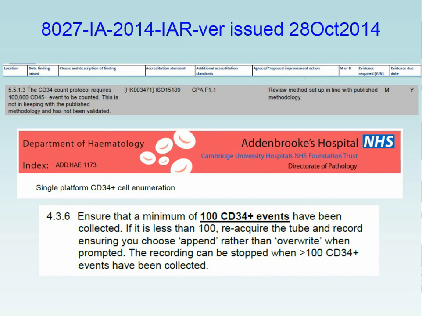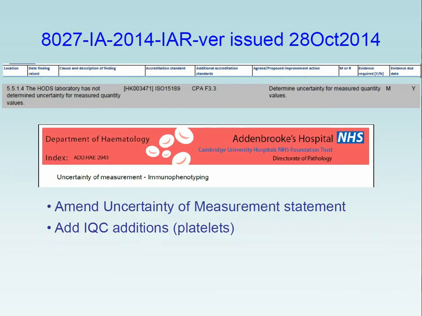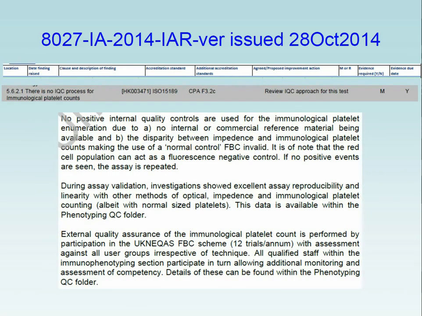The host laboratory has determined uncertainty and measured quantity values. We had a statement about our uncertainty of measurement for phenotyping. And because we couldn't do all of these QC values, this was no longer valid. So we had to add that to the document. There is no QC process for immunological platelet counts. And we made a statement as to why we could do no IQC for immunological platelets.